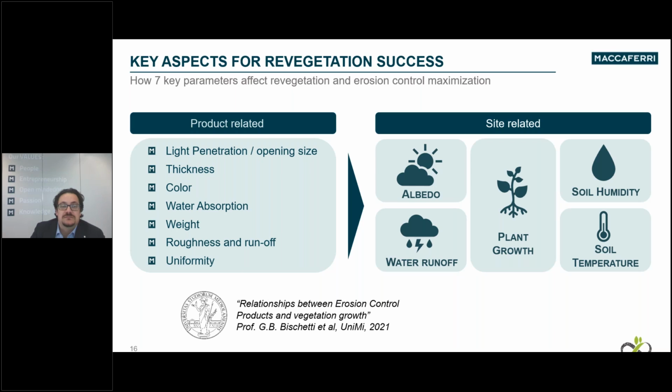So a good solution has to take care of the site-related situation, like soil humidity, soil temperature, water runoff, and so on, but also the different behavior related to the product could increase or decrease the vegetation growing. So it's not the best that you have to achieve, but it's the balance between these performances that gives you the best erosion control solution.